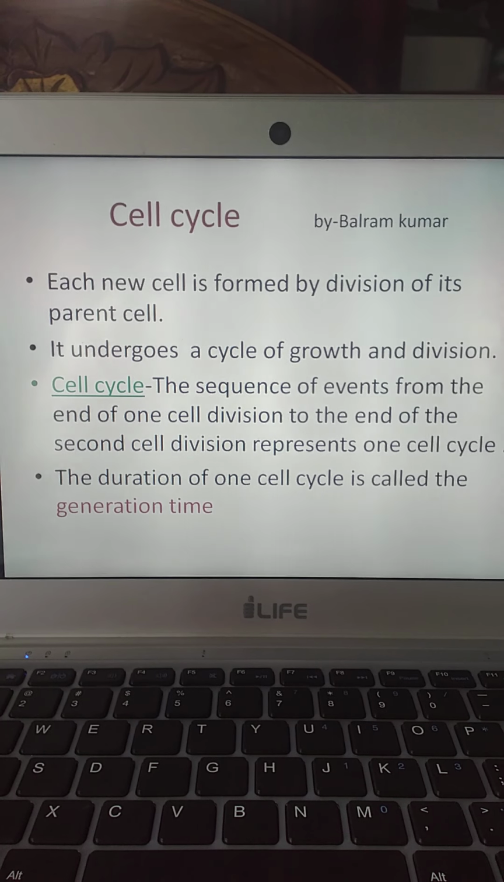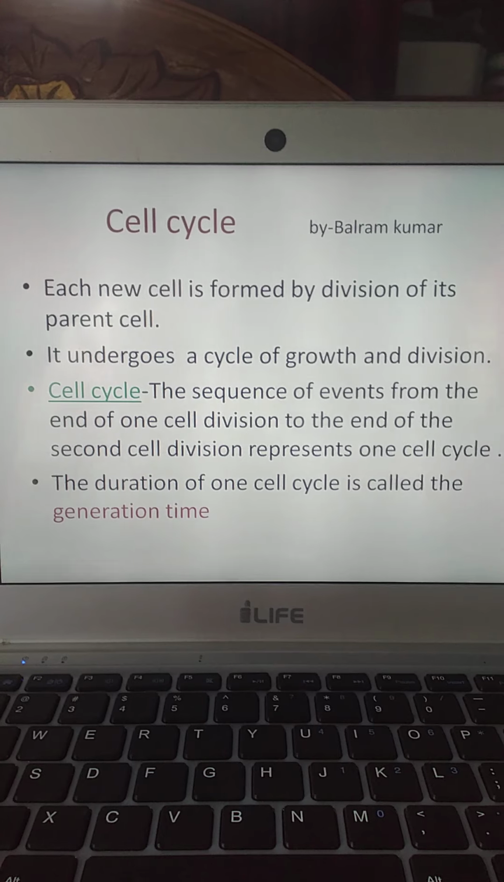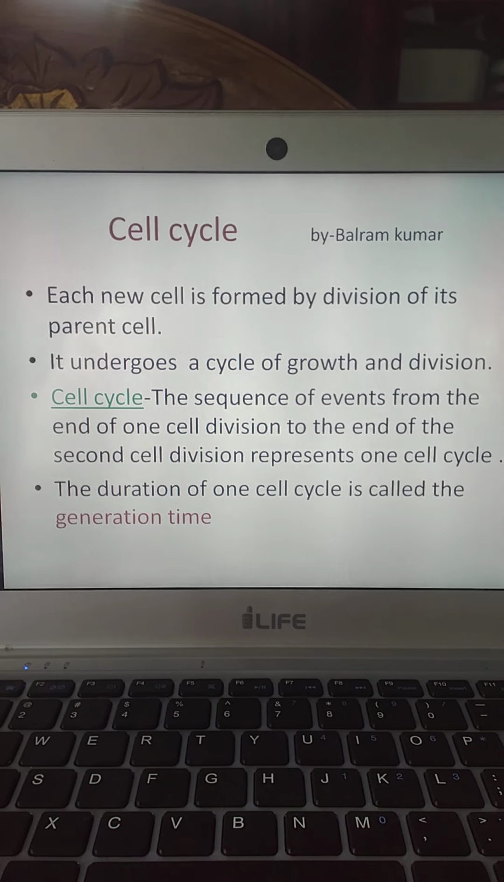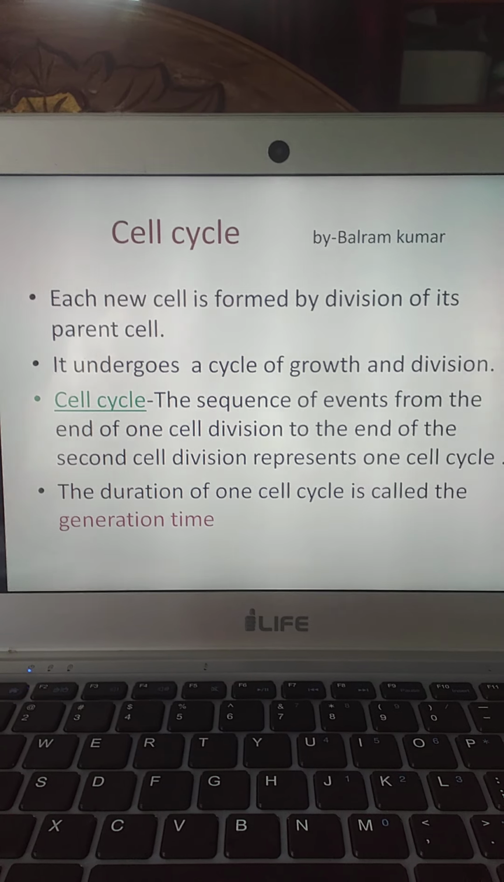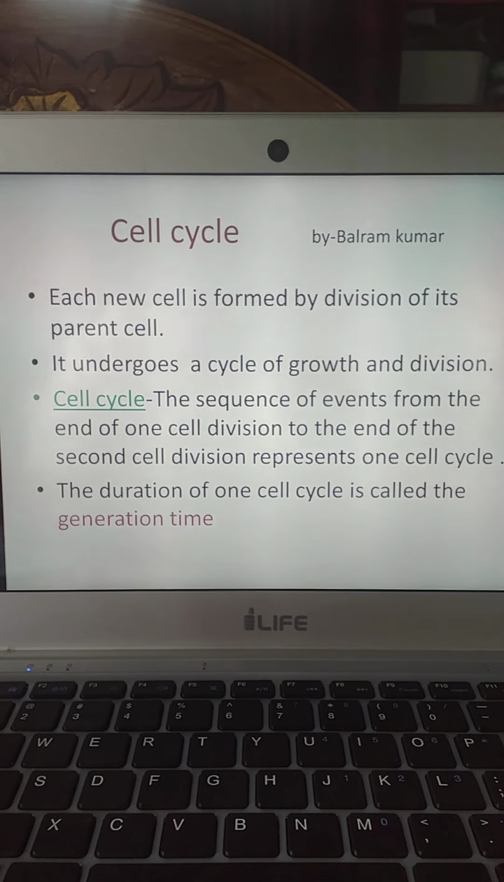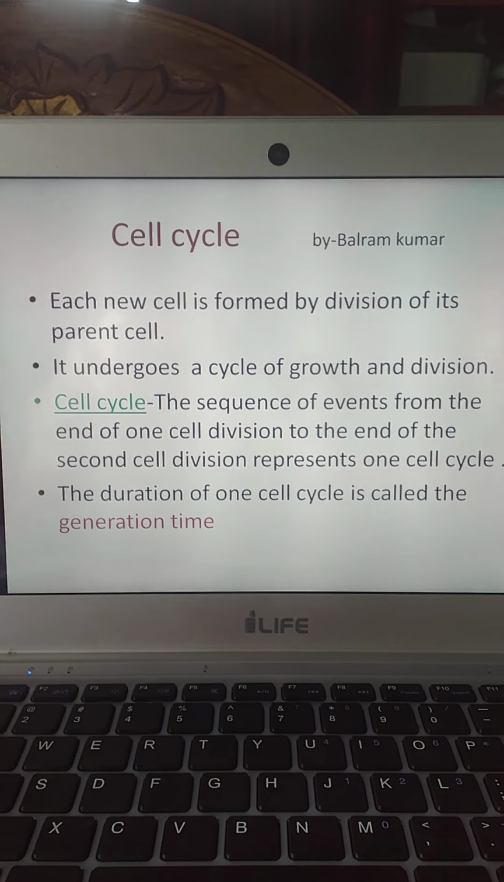In this chapter, we have the one topic: cell cycle. Now, each new cell is formed by division of its parent cell. All of you know that. And it undergoes a cycle of growth and division.